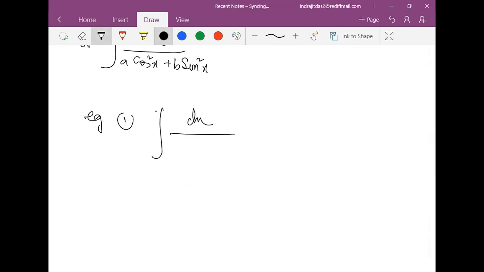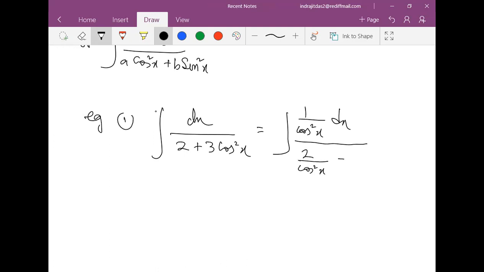Like all the types, they have the same method, for example 2 plus 3 cos square x. All the problems have the same method. What to do? This is a very common type. Divide both numerator and denominator by cos square x. Always. If you ask me the general principle of this type of problem, then always divide both numerator and denominator by cos square.